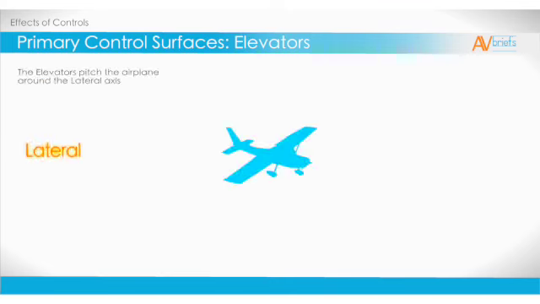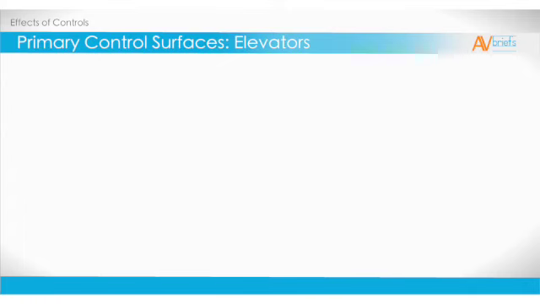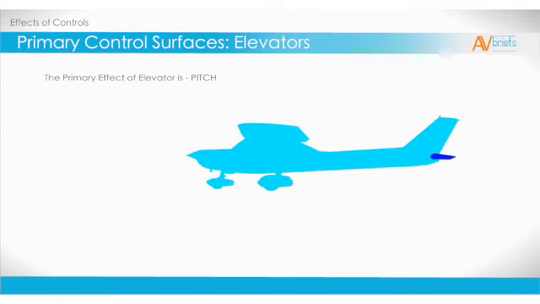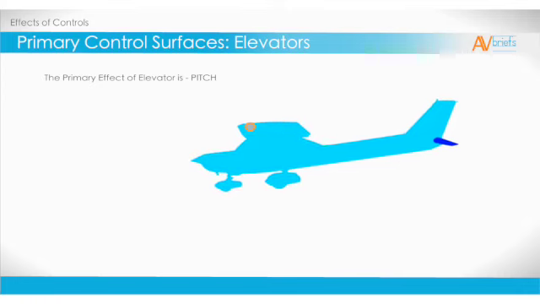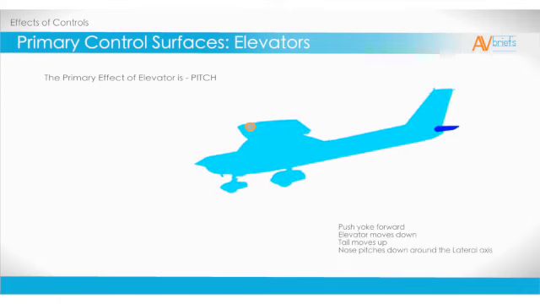Let's discuss the elevators next. The elevators pitch the airplane around the lateral axis. So the primary effect of the elevator is pitch. When you push the yoke forward, the elevator moves down. This moves the tail up, which is an equal and opposite reaction, and the nose pitches down around the lateral axis.